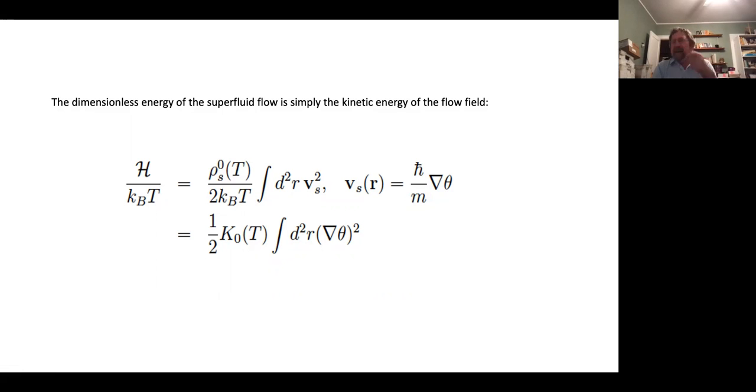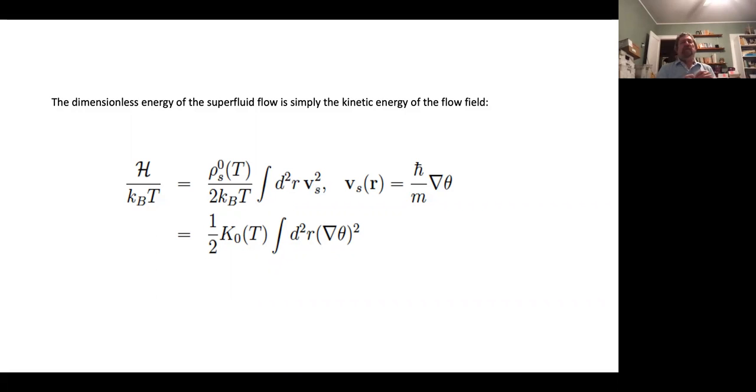Now remember, this rho s naught is a parameter. It has the dimensions of mass per unit area in two dimensions, but that's all we know about it. Then we have the integral of d2r over the two dimensional system, times v squared. It's just a half mv squared, just kinetic energy. So the Hamiltonian is very simple.